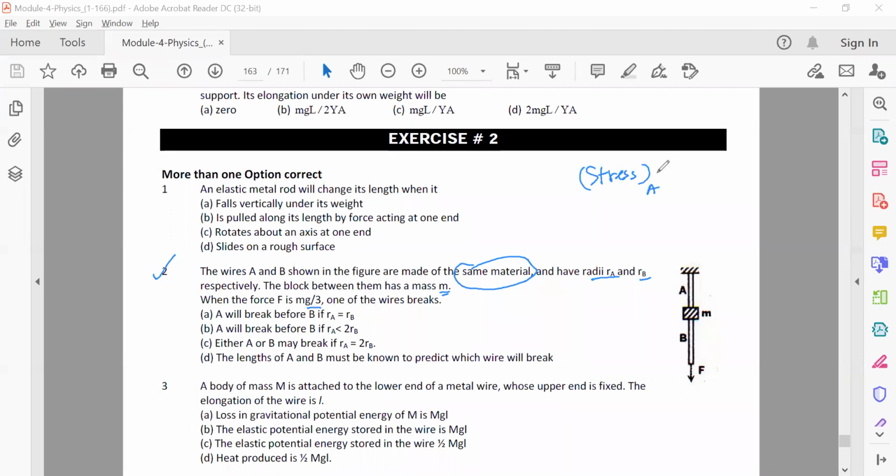So the stress in A will be F plus mg divided by pi RA square, whereas the stress on B will be just F upon pi RB square. So now the condition for A to break is that this stress is more than this. So if RA is equal to RB, then you can definitely see that.